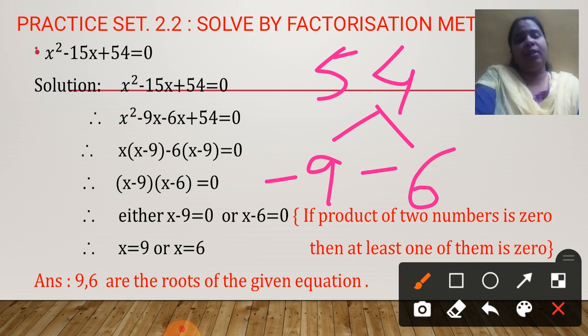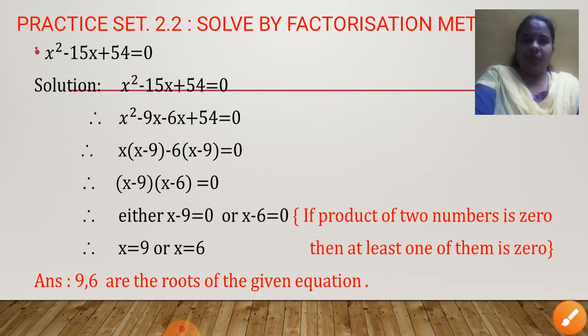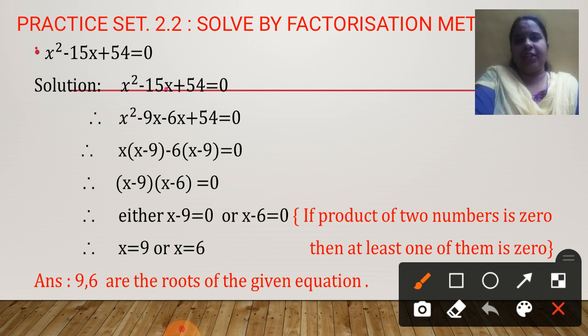Now let me check whether both the conditions are satisfied. Minus 9 minus 6 is nothing but minus 15. I got the middle term. Then product, minus into minus is first of all plus, 9 6 is 54. I got the product also. Okay, so the factors of 15 are minus 9 and minus 6.